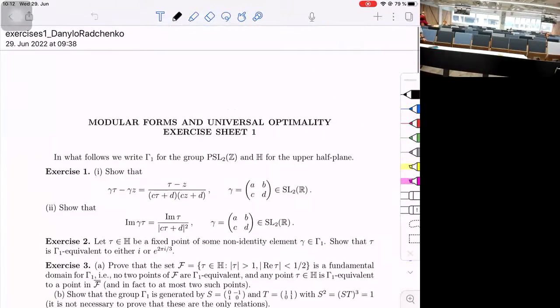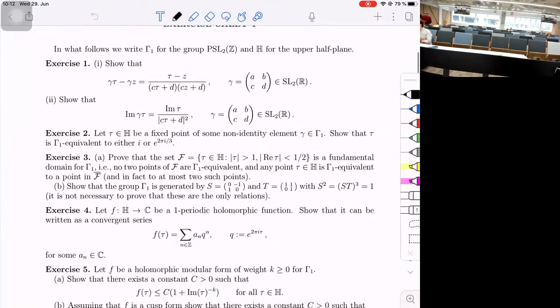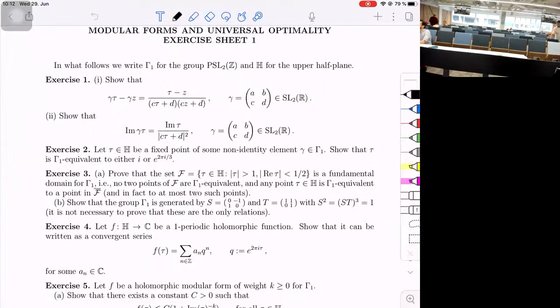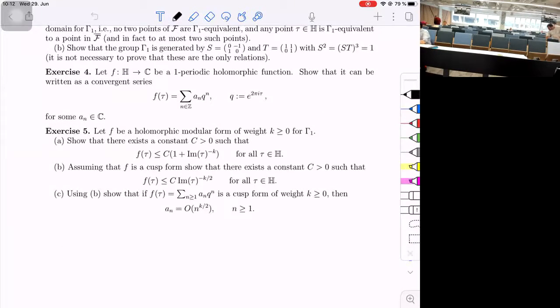Okay, so yesterday I quickly went through the first 4 exercises on the first sheet. We didn't get around to doing the 5th one, but it's nice and we can probably do that now and then look at the second sheet. So it maybe gives you a bit of time to look at the second sheet and get some ideas already.